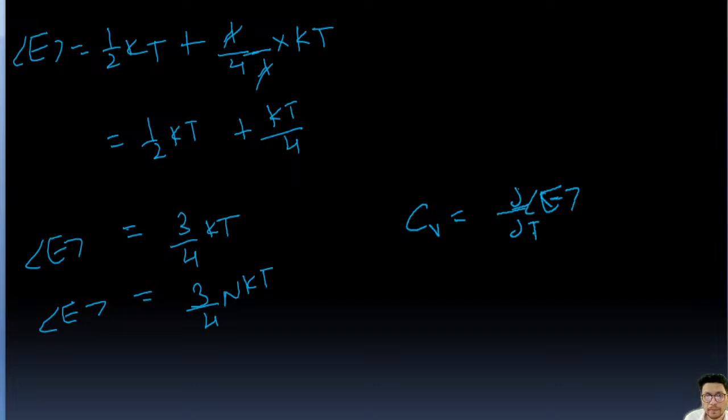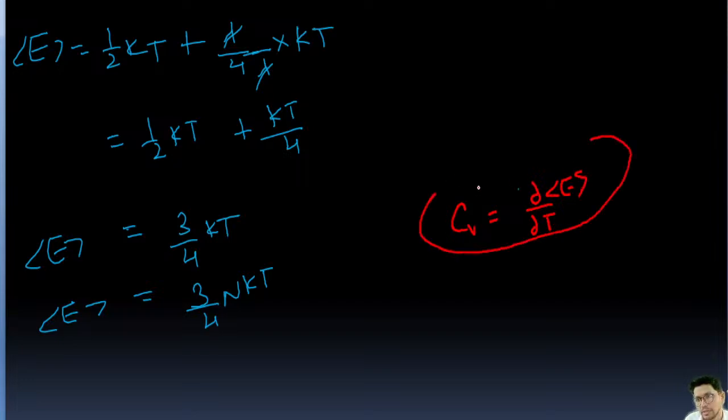Very good formula. Write it. I'm writing in red. Okay. So Cv is del upon del T of the energy, right? Average energy is total energy. Yes. So then Cv is going to be, differentiate it with respect to T. So this is going to be 3 by 4 Nk. Okay, 3 by 4 Nk, and this is the answer.